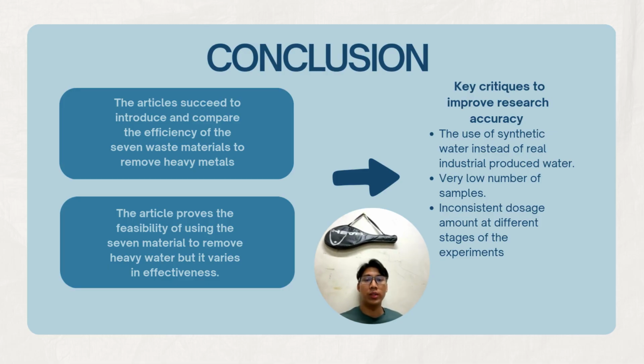To conclude our critique, the article succeeds in introducing and comparing the efficiency of the 7 waste materials to remove heavy metals. Also, the article proves the feasibility of using the 7 materials to remove heavy metals, but they vary in efficiency. Some critiques to improve research accuracy are the use of synthetic water instead of real industrial produced water. Also, this research used a very low number of samples and inconsistent dosage amounts at different stages of the experiment.